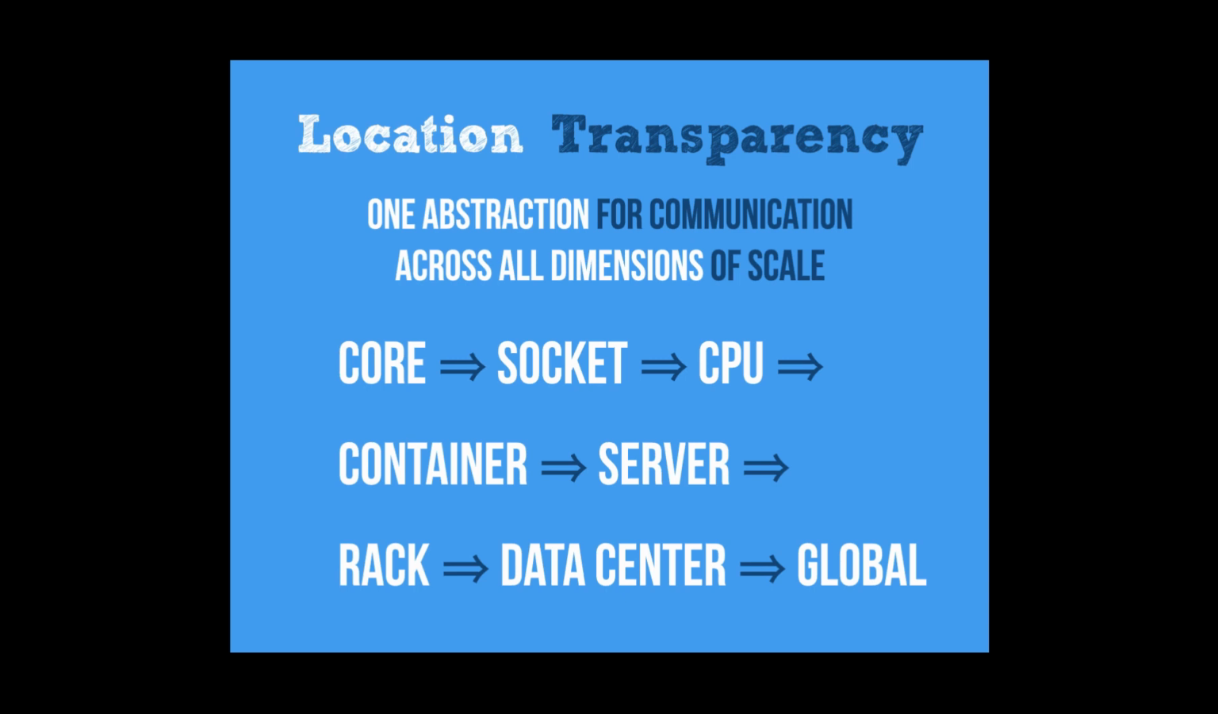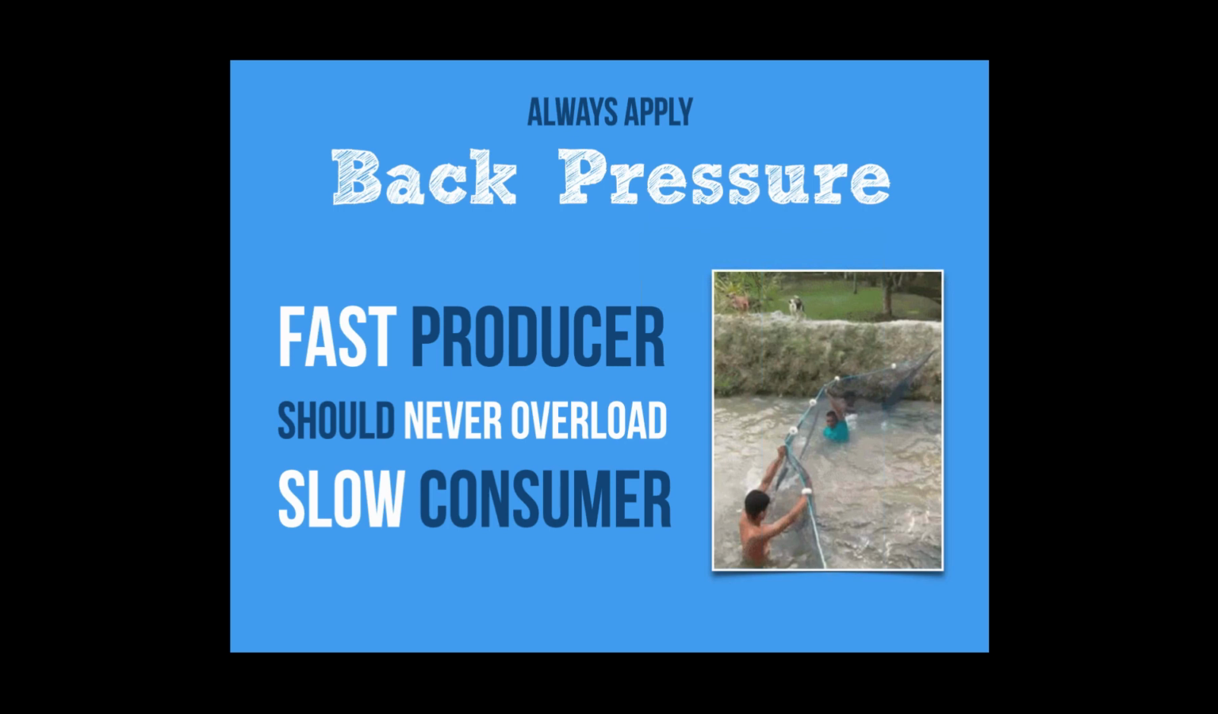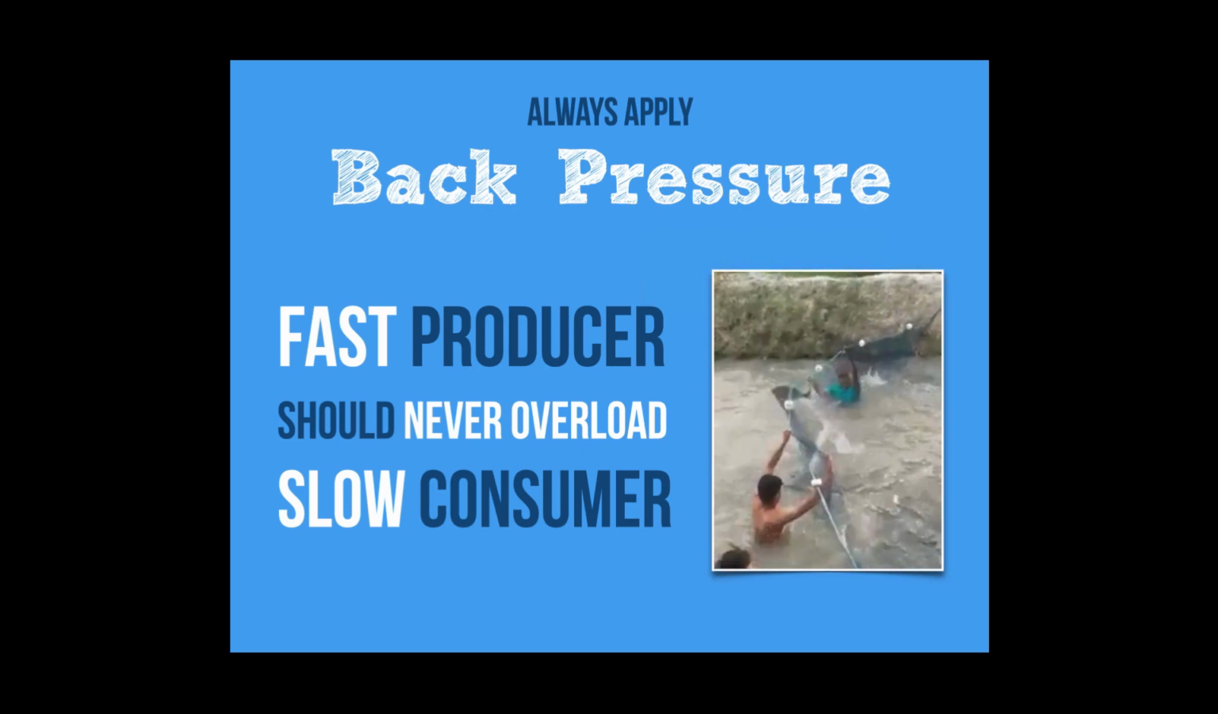The final principle is handle dynamics, continuously adapt to varying demand and resources. It's extremely important that we are able to apply back pressure all the way. Have some sort of way of managing flow control, and that should be encoded in the protocol. A lot of these things really leverage good protocol design, and the key here is that a fast producer should never overwhelm a slow consumer.